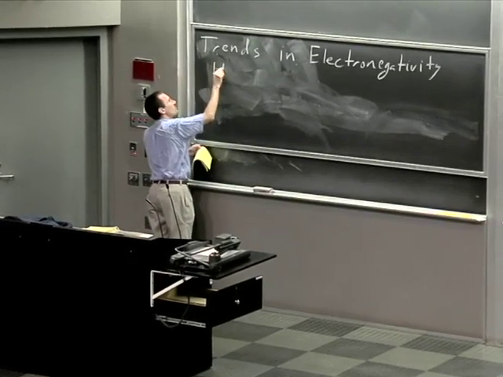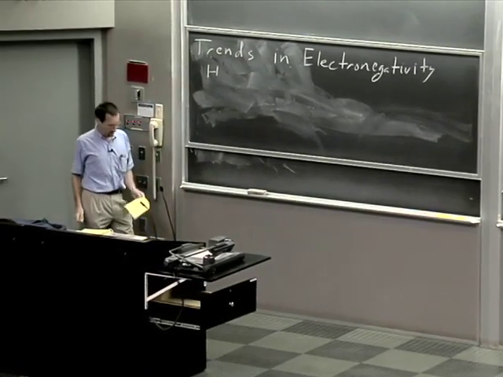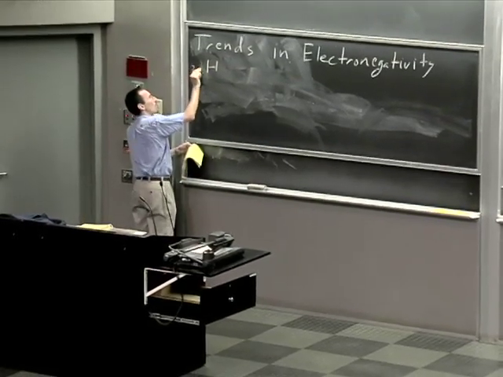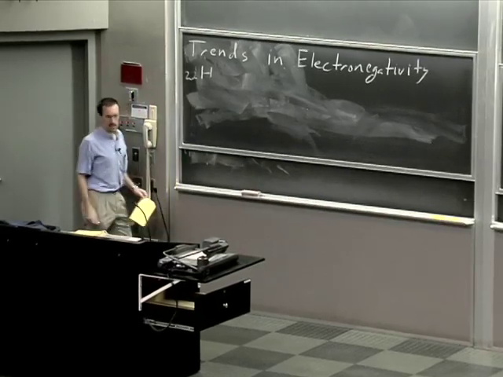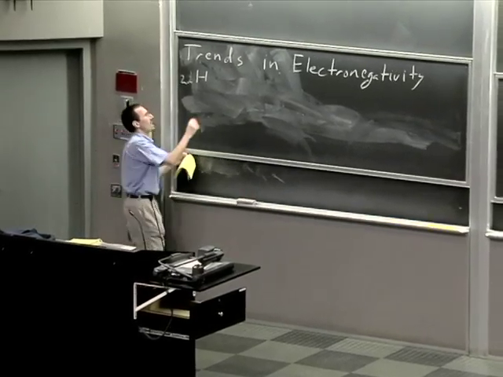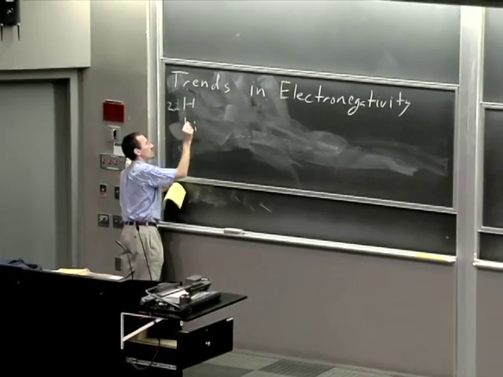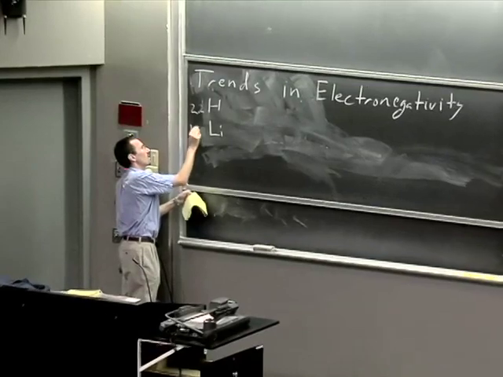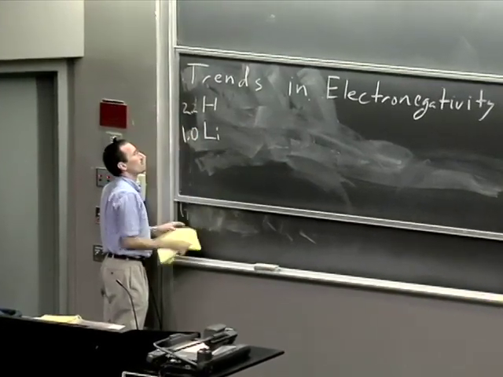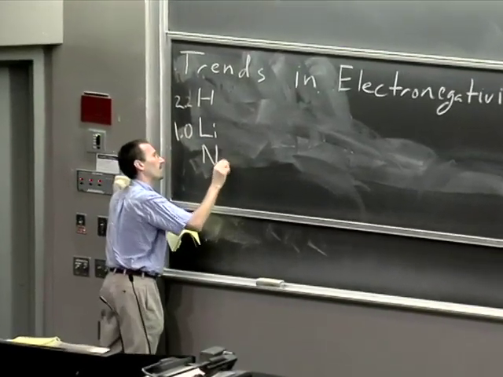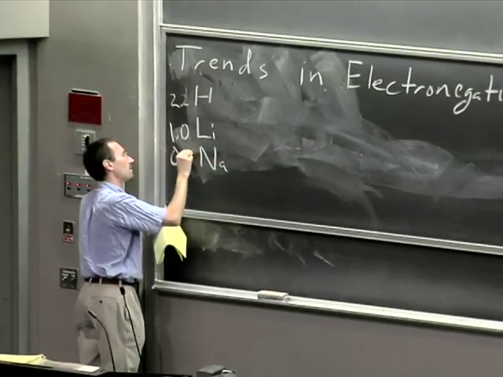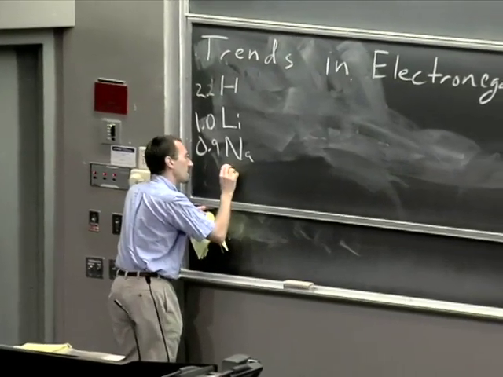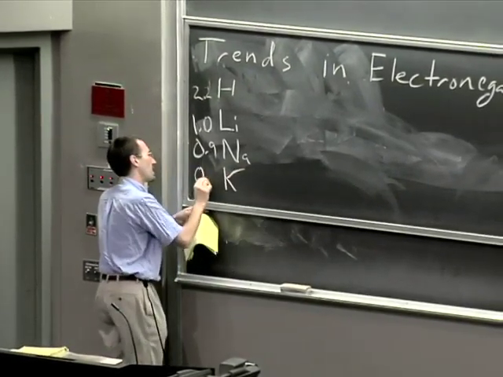We have hydrogen, of course, the first element in the periodic table. And its electronegativity is 2.2 on the Pauling scale. As we move down the alkali metals, of course, they're much more electropositive than hydrogen. So lithium is 1.0, sodium is 0.9. They're all very electropositive. And potassium is 0.8.